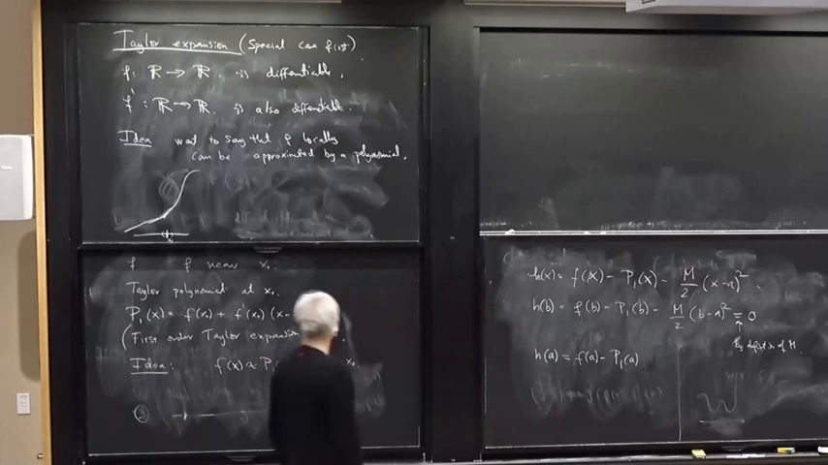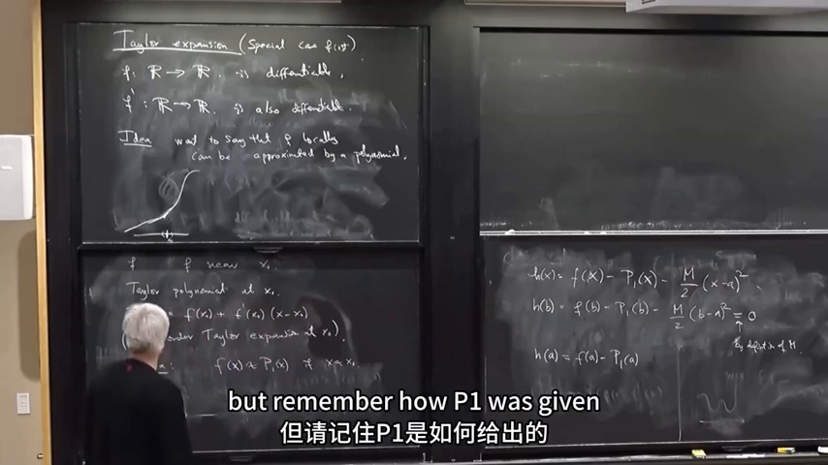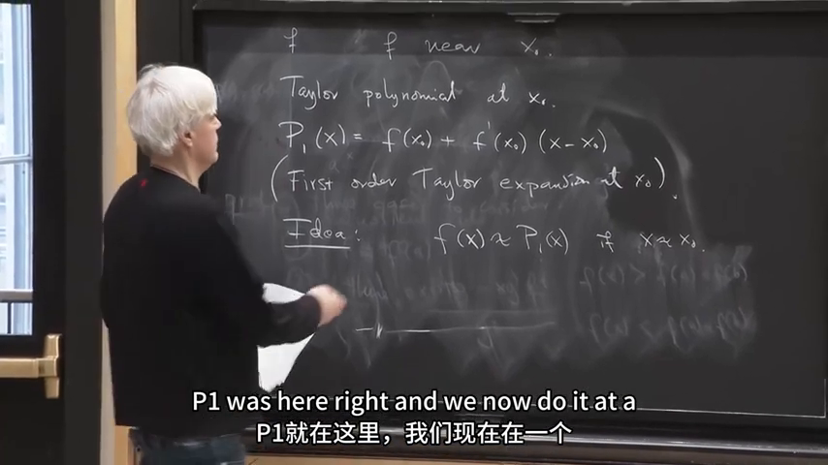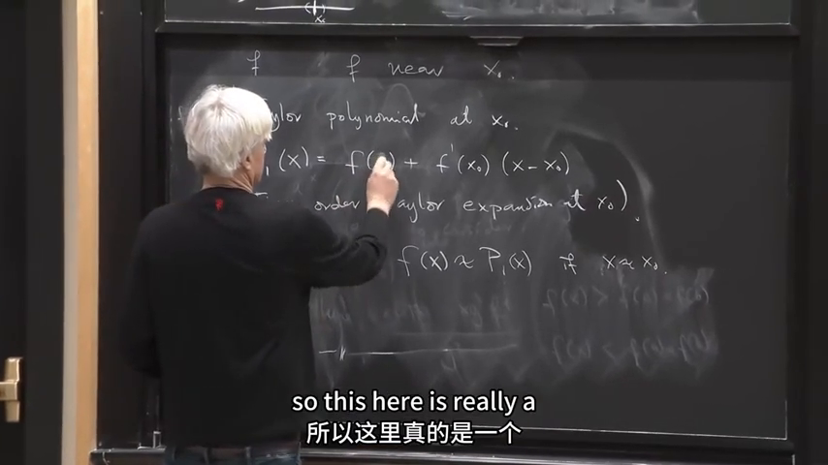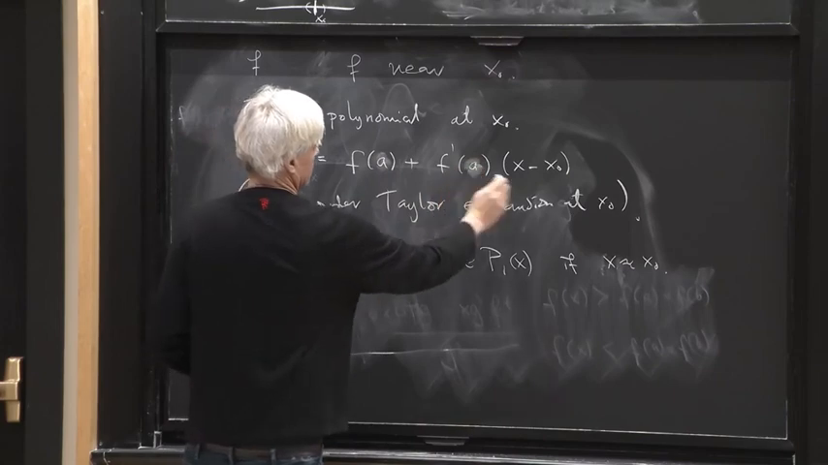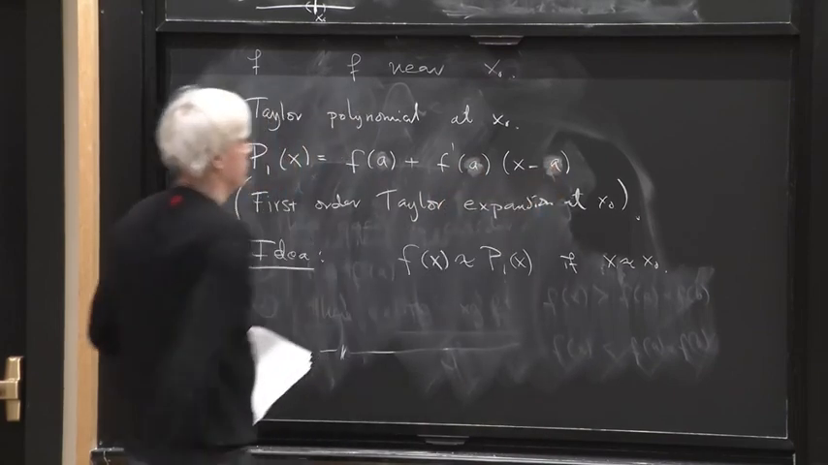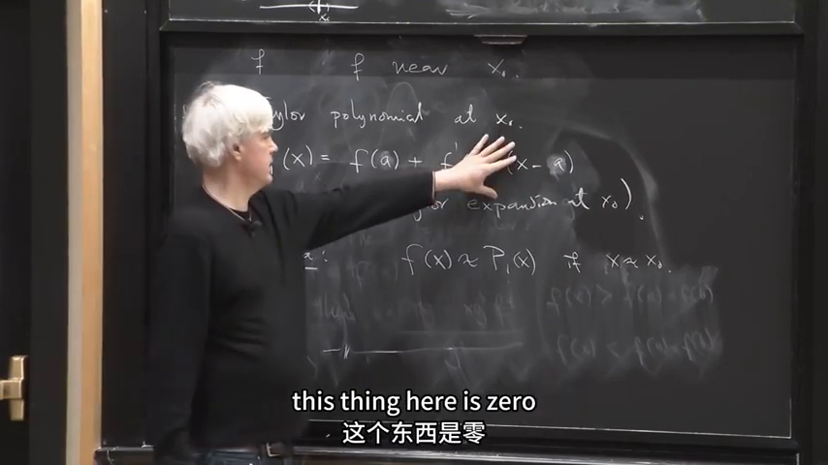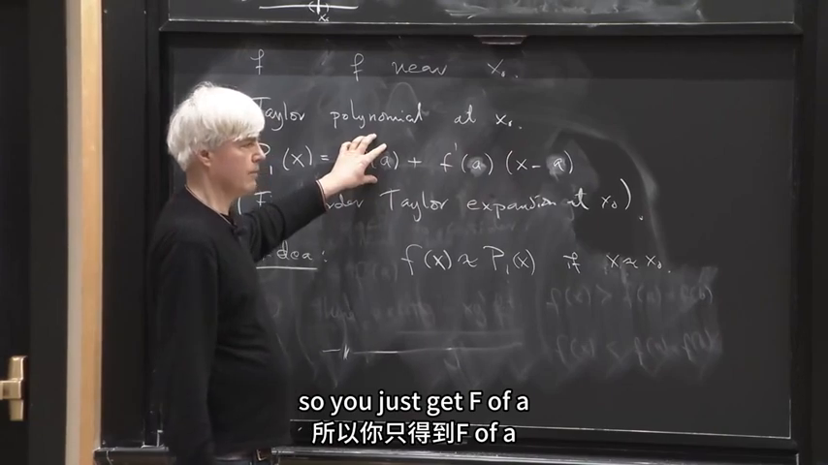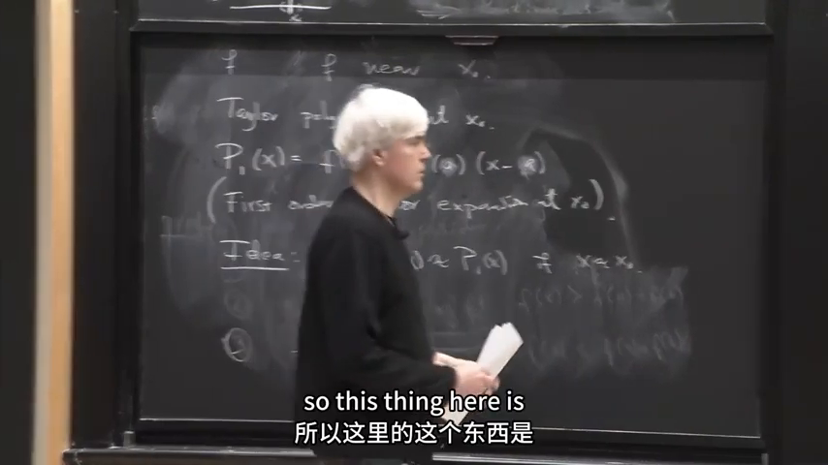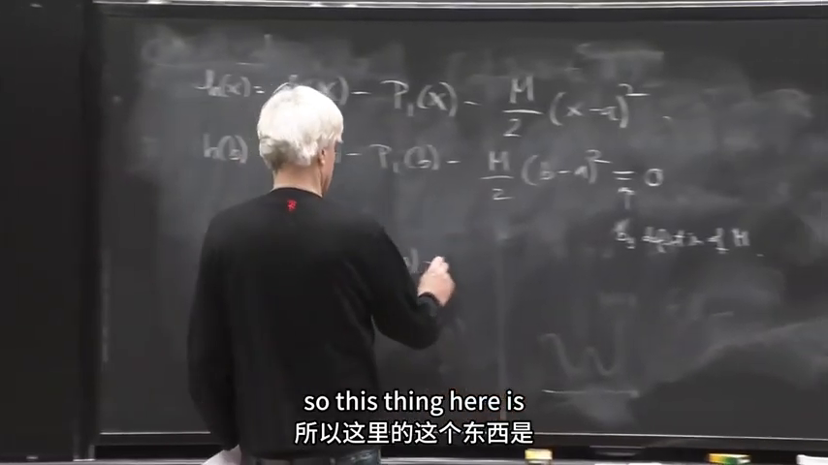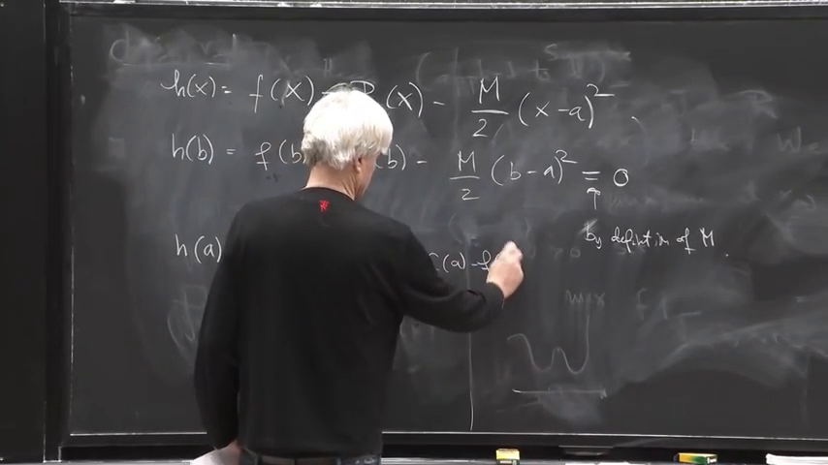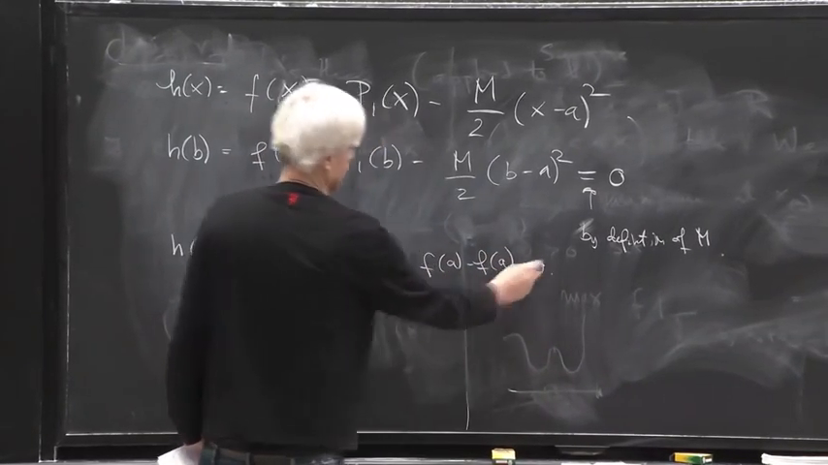Right? But remember how p1 was given. P1 was here, right? And we now do it at a. So this here is really a. Okay? So you see that when you plug in x here, this thing here is 0. So you just get f of a here. So this thing here is f of a minus f of a. So that's 0. Right?